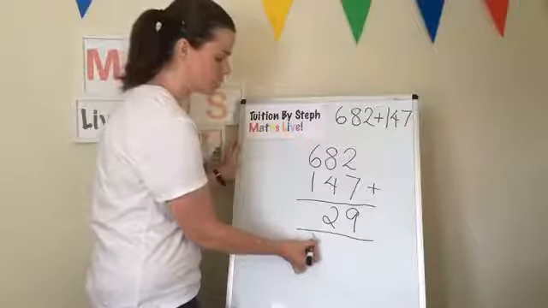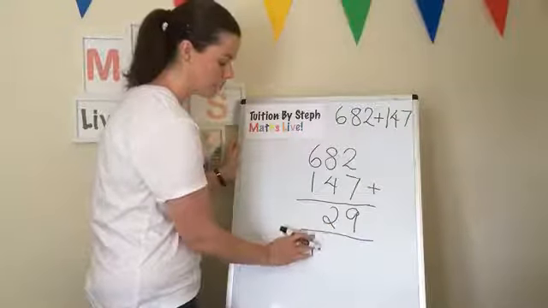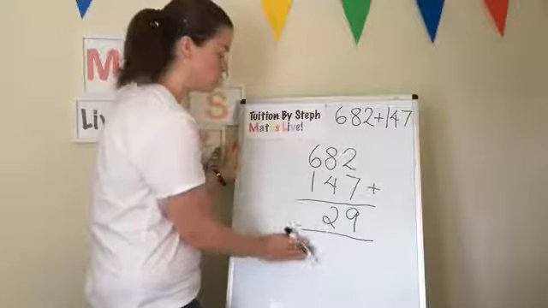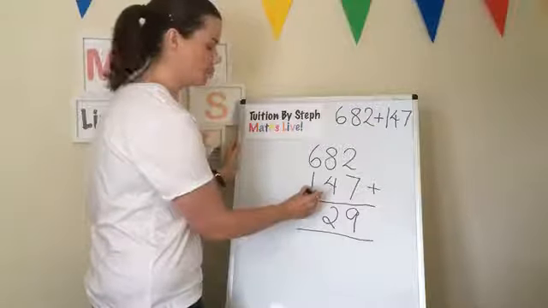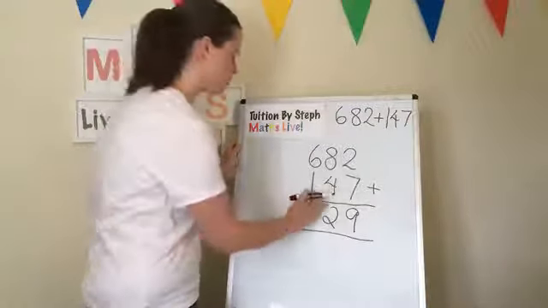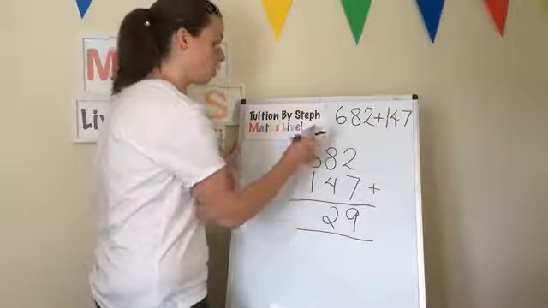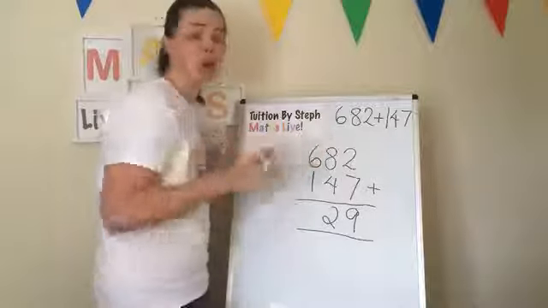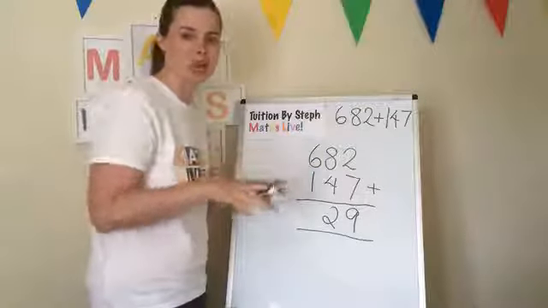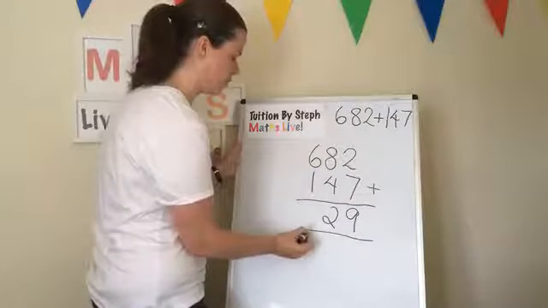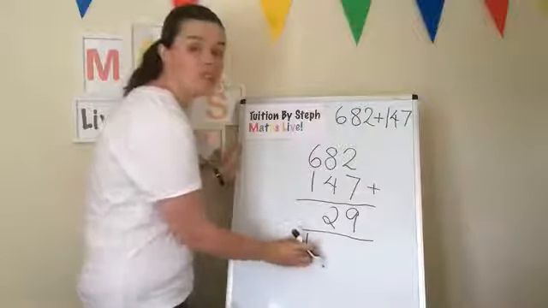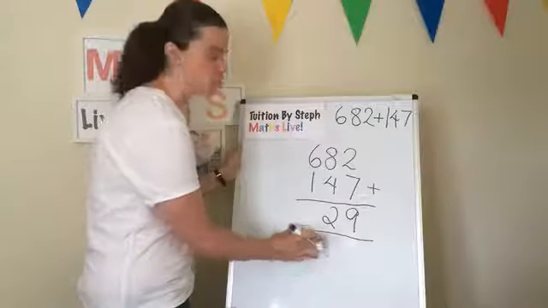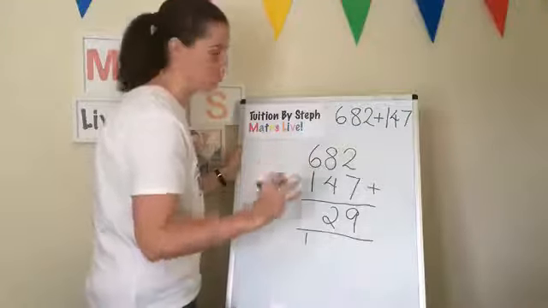Now, I tend to put my 1 there, but I've seen in other schools, other pupils, sometimes they regroup their 1 to there, that's great. Sometimes they put it on top there, no problem. As long as you know the method, it doesn't matter where your regrouping goes. So I'm going to put mine there. Don't forget it. You'll see from the challenge questions how important it is.